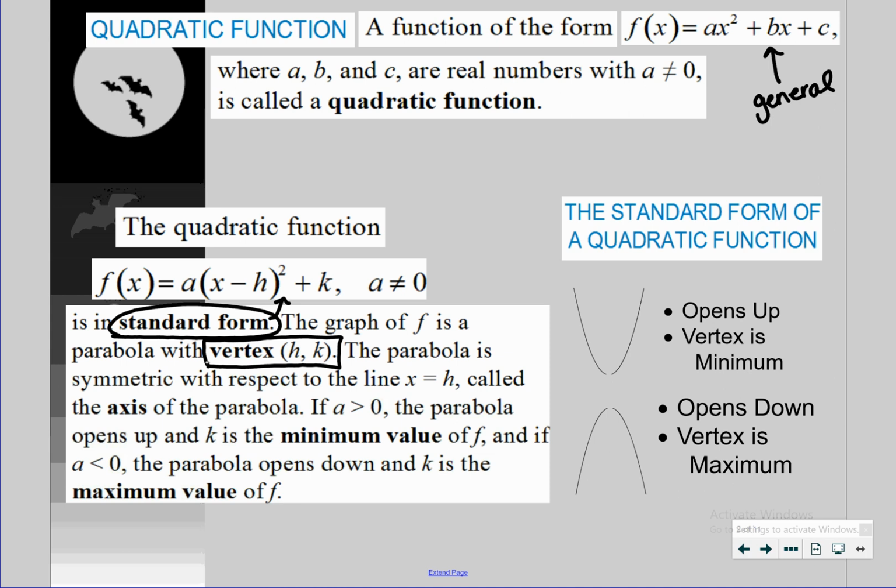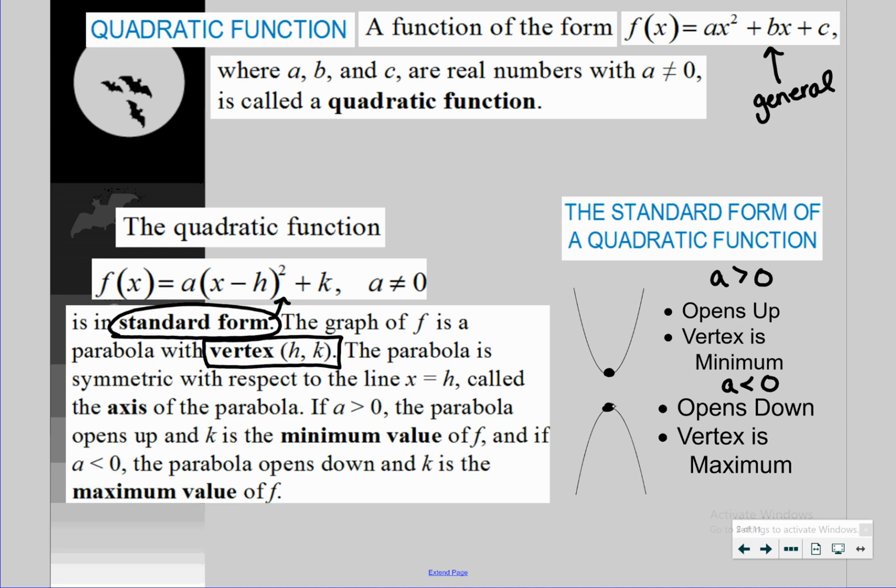The other information that they're talking about here is about mins and maxes and which way it opens, which you can look at on the right side of the screen. If you have an a value that's greater than 0, your parabola is going to open up, and the vertex, which is either the minimum or the maximum, is at the bottom. So the vertex would be a minimum value. If your a value is less than 0, it opens down, and therefore the vertex is a maximum value.